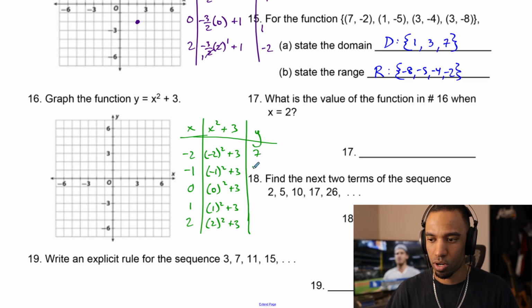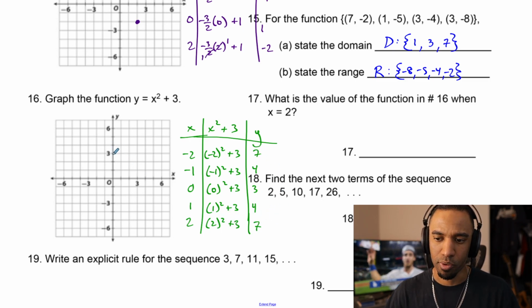-1 squared is 1. 1 plus 3 is 4. 0 squared is 0, plus 3 is 3. 1 squared is 1, plus 3 is 4. Hey, I've seen that 4 before. 2 squared is 4, plus 3 is 7. Hey, I've seen that 7 before. Yes, parabolas have this bit of symmetry to them.